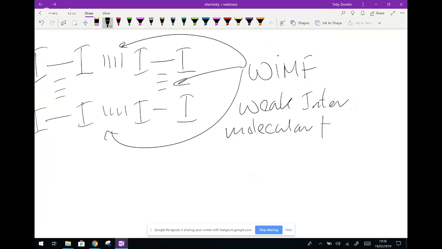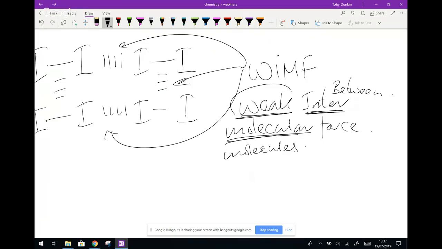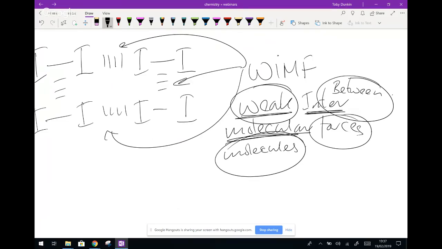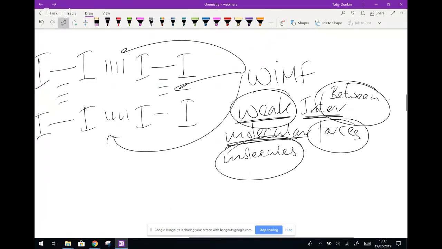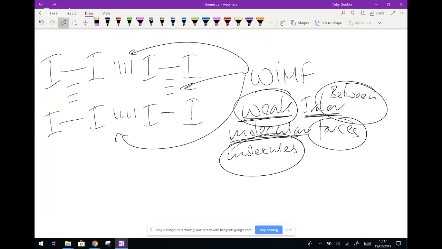intermolecular forces. Now, just to tell you what that means, weak, well, that's self-explanatory. And then inter means between. Intermolecular just simply means between molecules. Weak between molecules forces. And these are incredibly weak. And so a small amount of heat will mean that it skips.